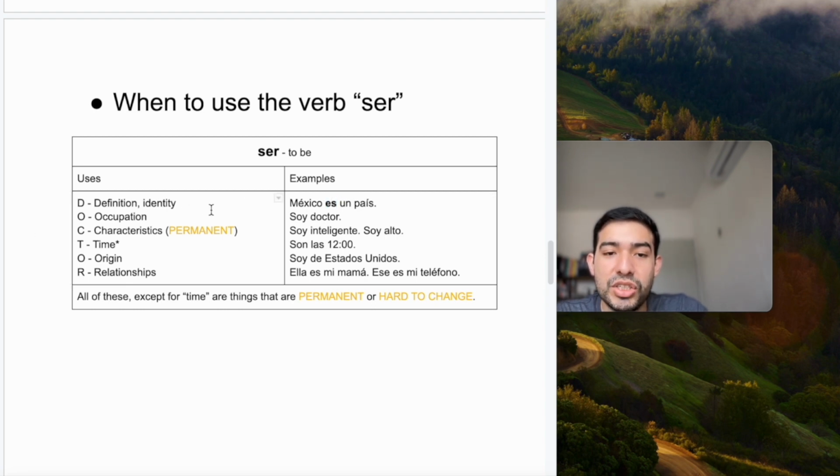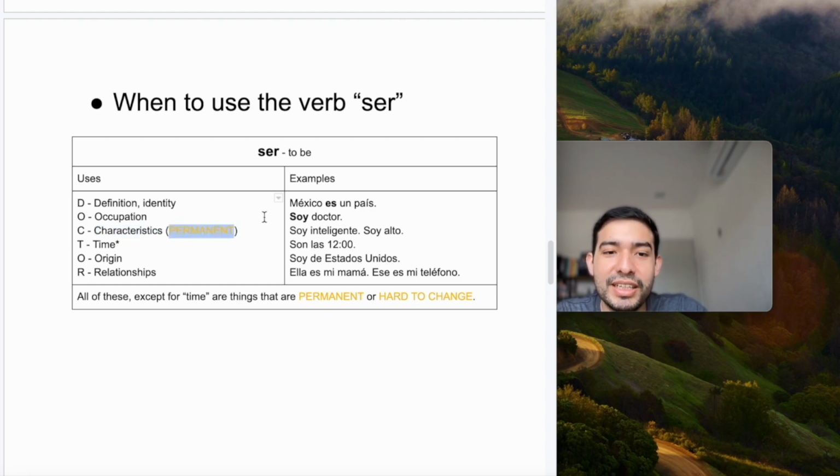O for occupation. Soy doctor. Now, notice that in Spanish we don't say soy un doctor. We don't say I am a doctor. We just say I am doctor, right? Soy doctor. Soy maestro, which means teacher. Soy psicólogo, which means I'm psychologist, right? Not un or una, just soy and then right after the occupation.